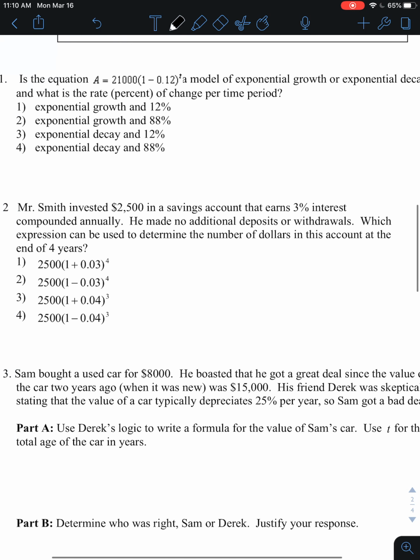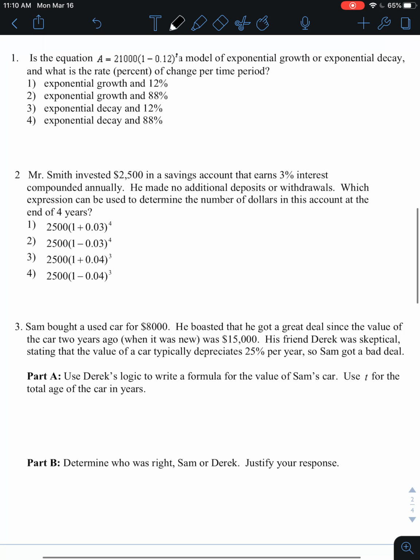So if we take a look at example 1, they want to know, is this equation, which they're giving us here as A equals 21,000 times (1 minus 0.12) to the T, a model of exponential growth or decay? So everyone take a moment to think about that. And this should be modeling decay since we're subtracting the 0.12.